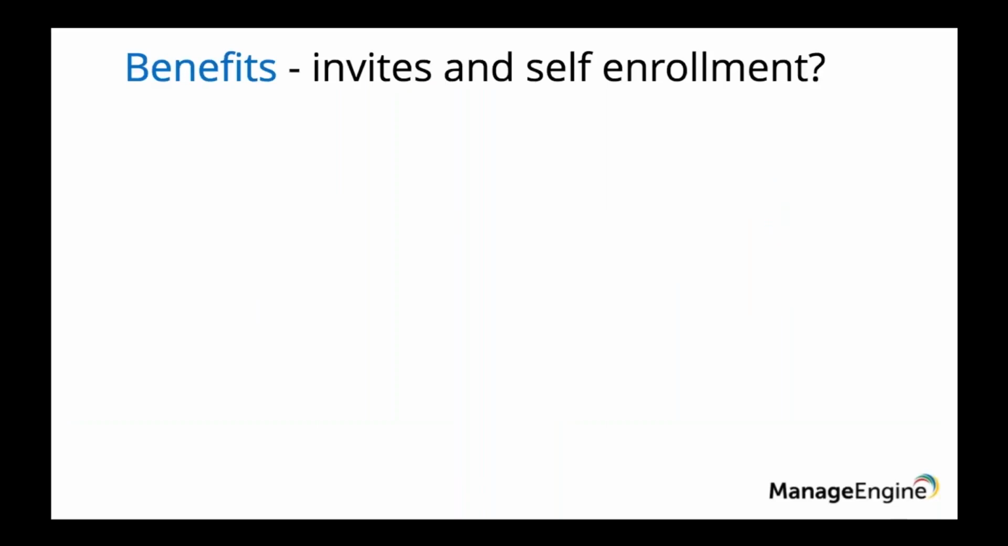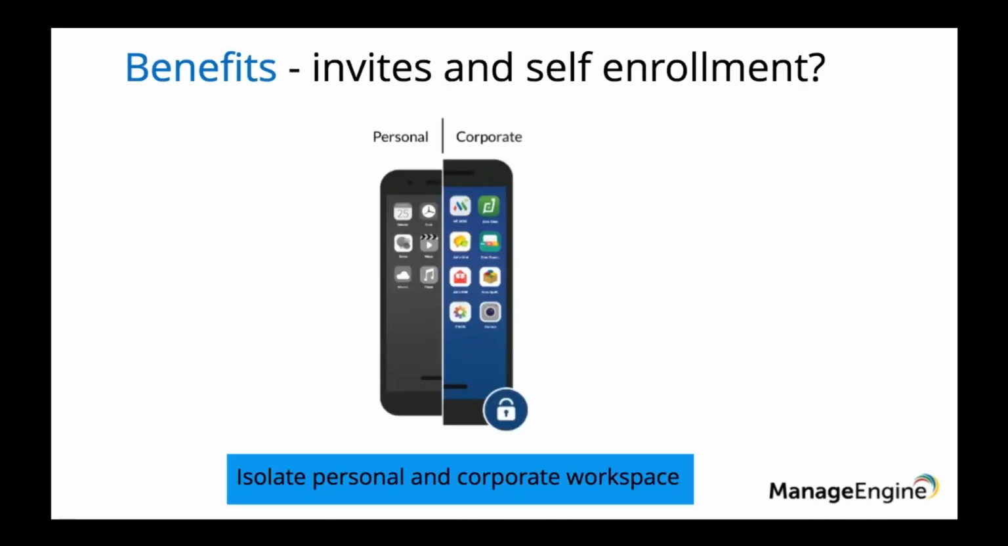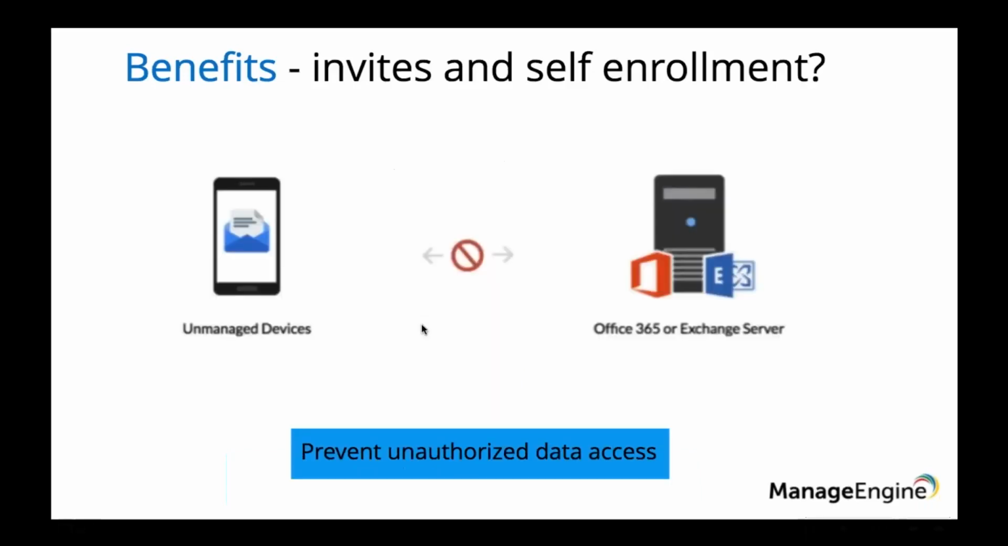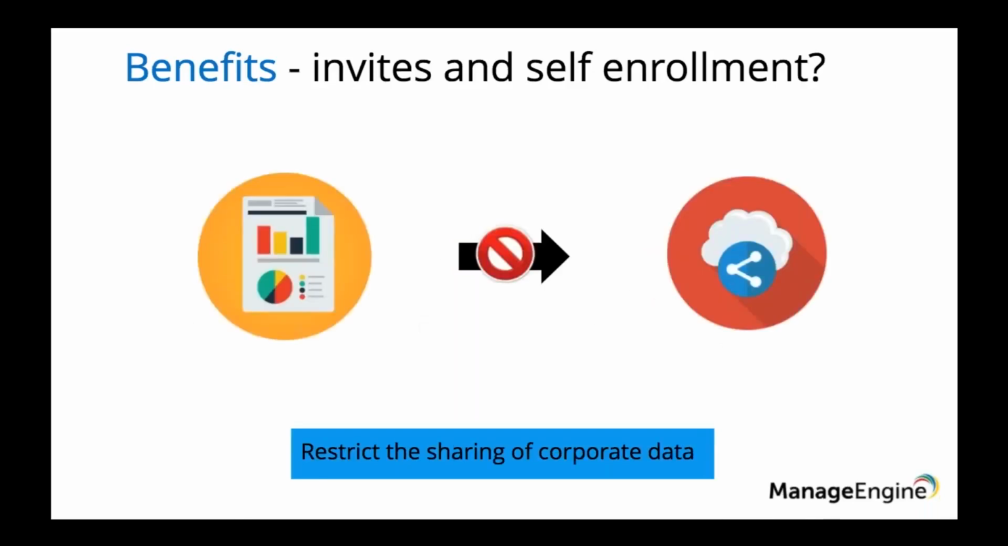Before we can look at them in detail, we need to understand the benefits of enrolling via invites and self-enrollment. The first big benefit is that it lets you isolate the personal and the corporate workspace, ensuring that you have full management control over the corporate workspace, whereas the user has his own privacy in the personal workspace. The second benefit is that you can choose to prevent unauthorized data access. The last benefit is that you can also restrict the sharing of corporate data from managed apps to unmanaged apps. This adds an additional layer of security.